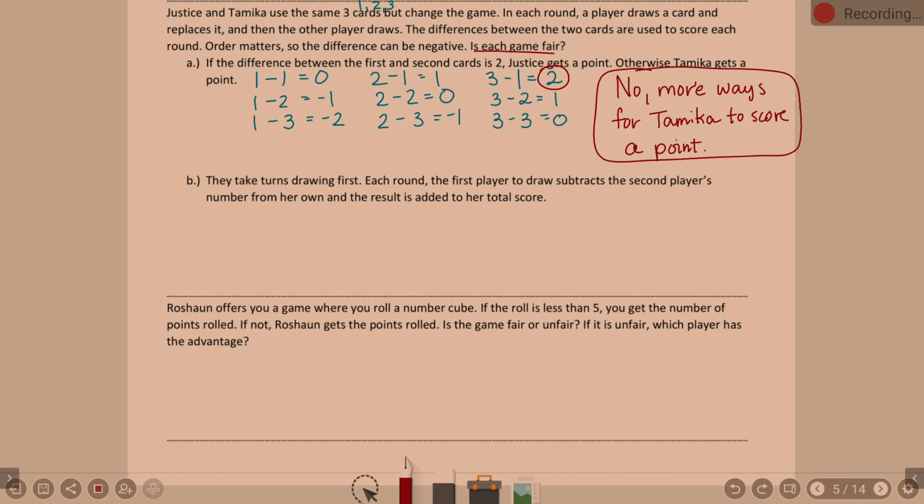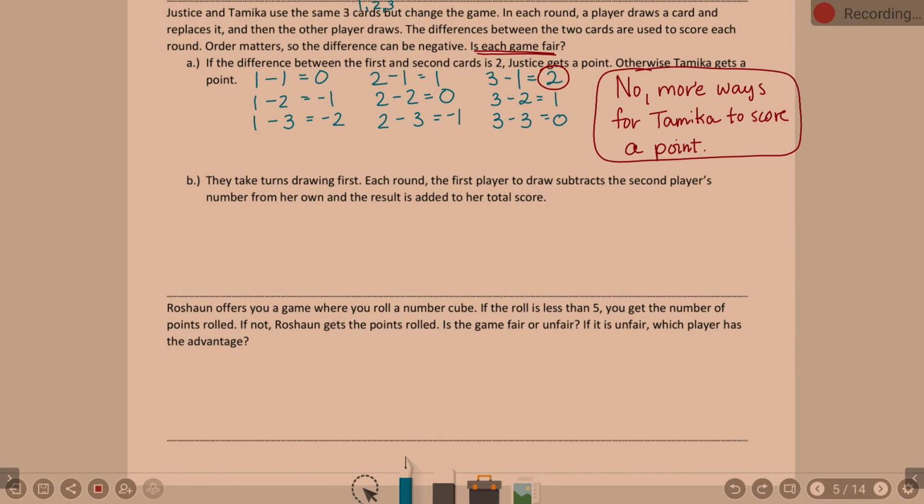Okay. B. Do I have time? We'll see. I think so. They take turns drawing first. Each round, the first player to draw subtracts the second player's number from her own, and the result is added to her total score. So this goes back to the question, is each game fair? So this time, they take turns drawing first. Each round, the first player to draw subtracts the second player's number from her own, and the result is added to her total score.